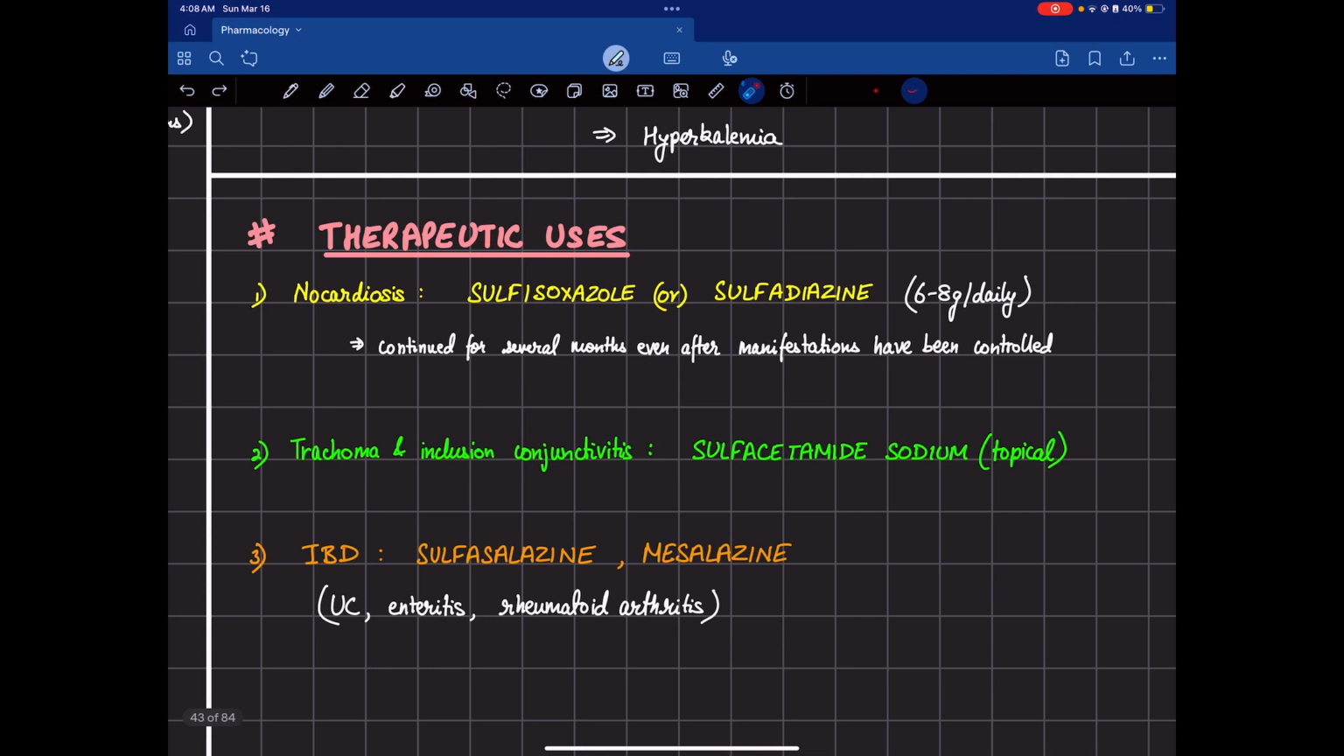Therapeutic uses of these drugs include nocardiosis, in which sulfasalazine or sulfadiazine is given, 6 to 8 grams daily, and it's continued for several months even after manifestations have been controlled. The second disease is trachoma and inclusion conjunctivitis. For that, you give sulfacetamide sodium, that is topical. And for IBD, you give sulfasalazine and mesalazine.